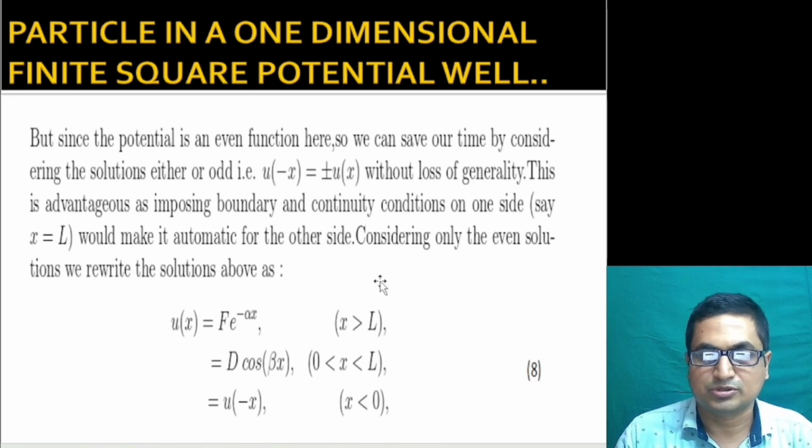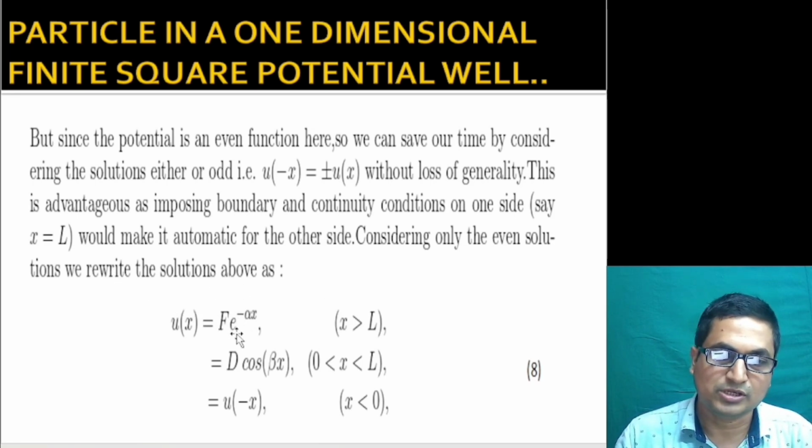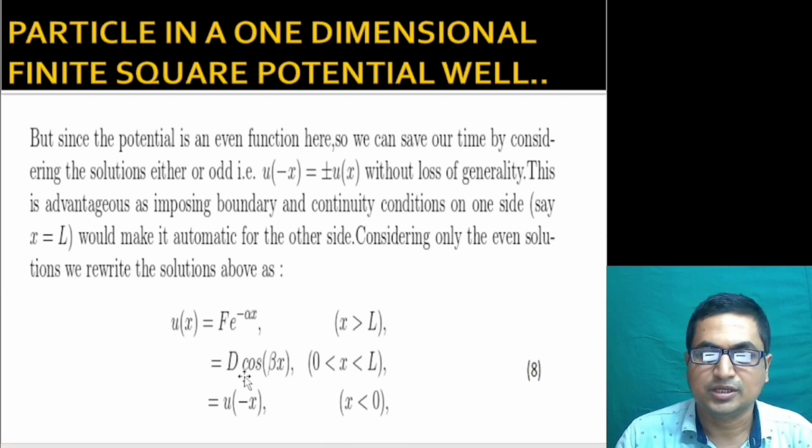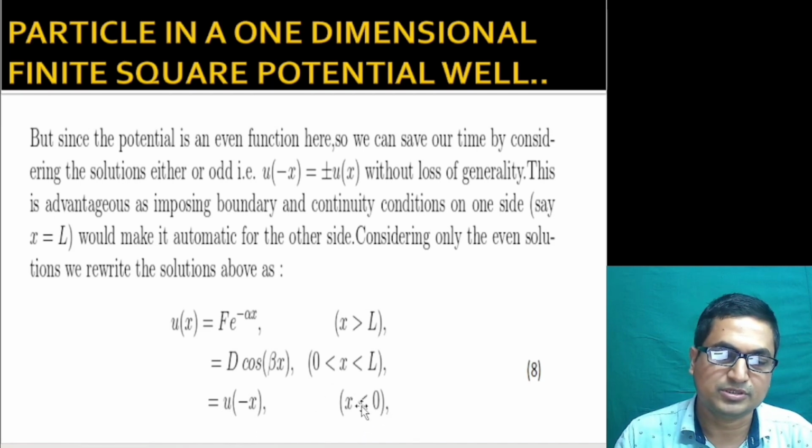The solutions using all these boundary conditions lead to this: psi(x) equal to F e to the minus alpha x for region 3, D cos beta x for this region, and this is for x less than 0, that means x equal to minus L. So equation 8 gives all the solutions, and we are taking only the even solutions.